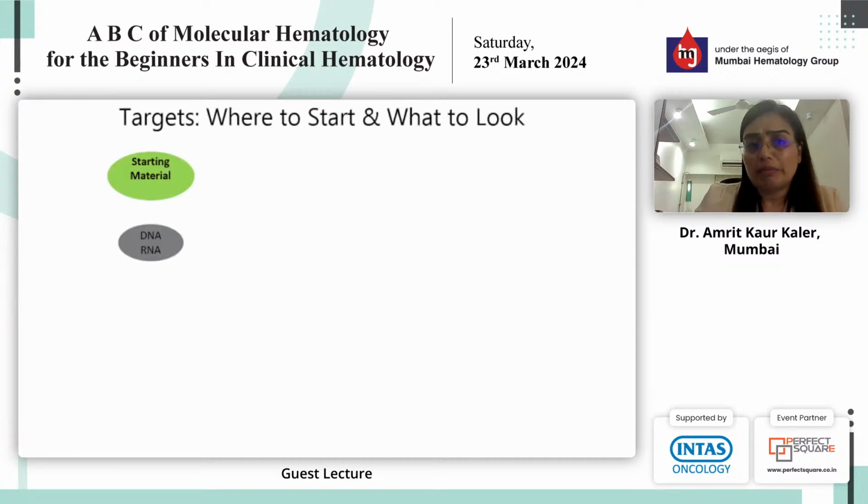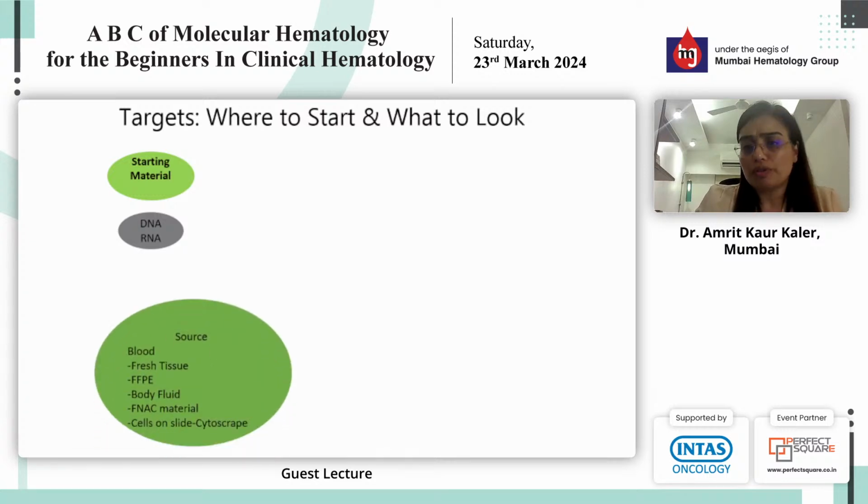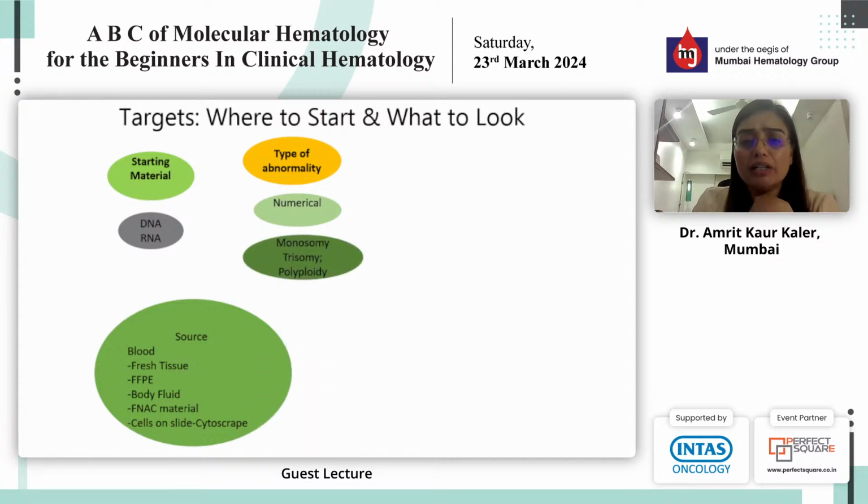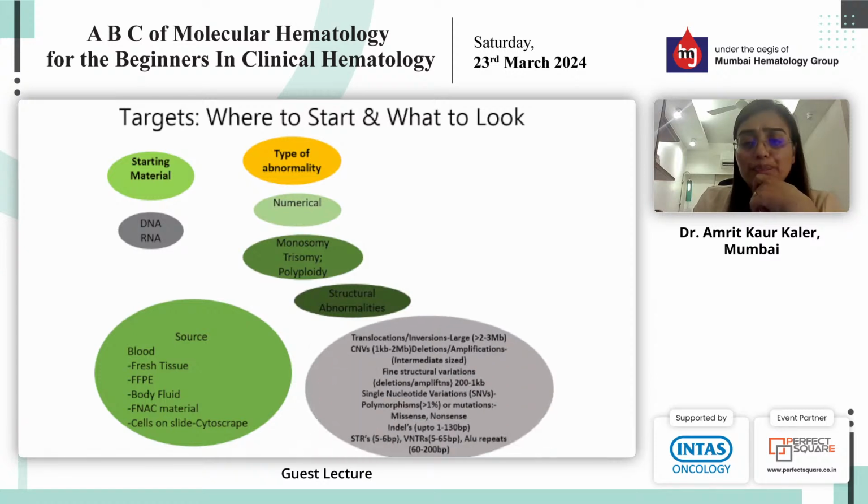So what is the starting material we need? Do we need to run DNA or RNA? Or do we need to run both? Or what is the source of the tissue that we need? Is it a fresh tissue, or is it an FFPE block if it is a lymph node biopsy? What is the type of abnormality we are looking for? Because if you're looking at CLL, or if you're looking at MDS, we are actually looking at numerical abnormalities, monosomies, trisomies, and polyploidies. Polyploidies are usually HER2 mutations.